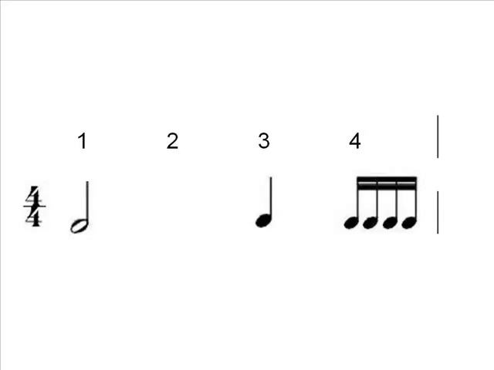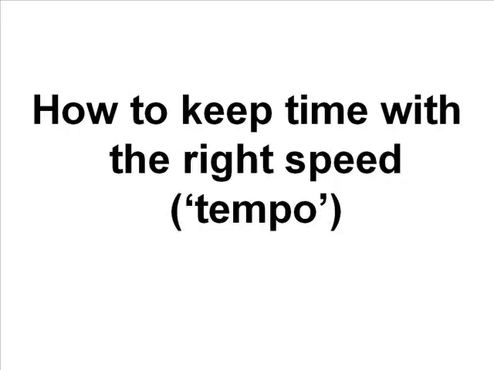Ta ta ta ta ta ta, and then on the fourth beat, I will have some problems, because I start with a very high speed, with a very high tempo, and on the fourth beat I have notes with a shorter duration, and it is quite difficult to read them this quickly. So how can we choose the right speed? How do we keep time with the right tempo? Is there a method to do this?